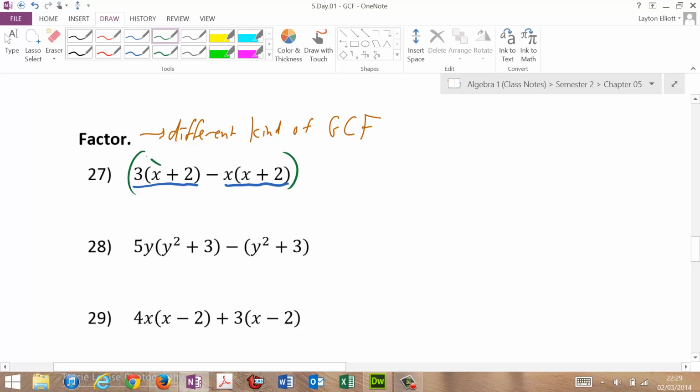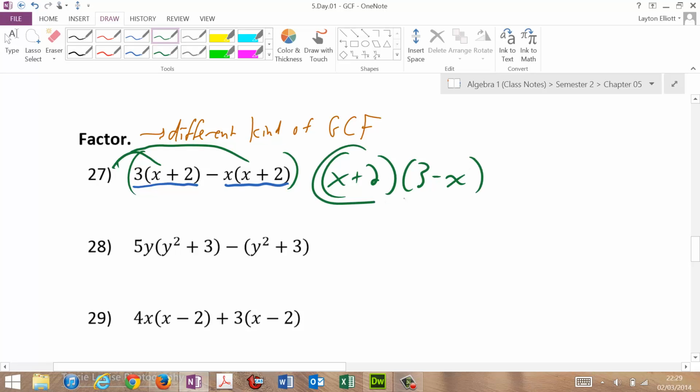And if I pull the x minus 2 out, just like before, I'm going to leave behind an x plus 2 in front. And if I divide it out of the first one, I'm left with a 3 minus, and then divide it out of the second one, I'm left with an x. And this is the fully factored form.